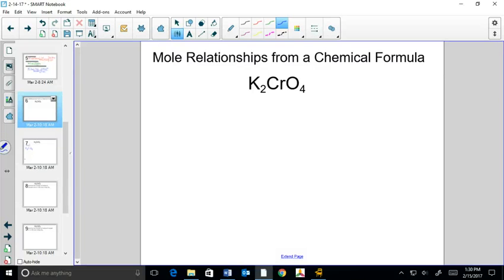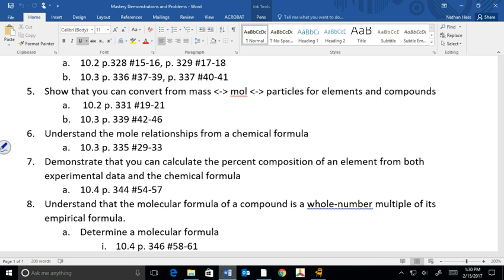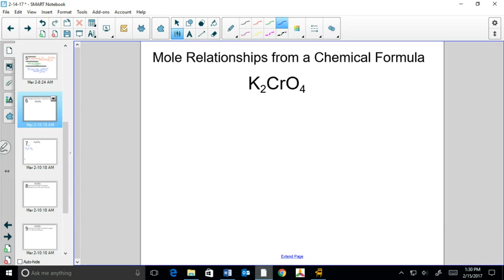This video is on molar relationships from a chemical formula. This is number 6 on our list of these different things you should be able to do in this chemistry unit. So we're looking at a formula here, K2CrO4, potassium chromate, and we're looking to find out what are the relationships between these different elements that make it up.